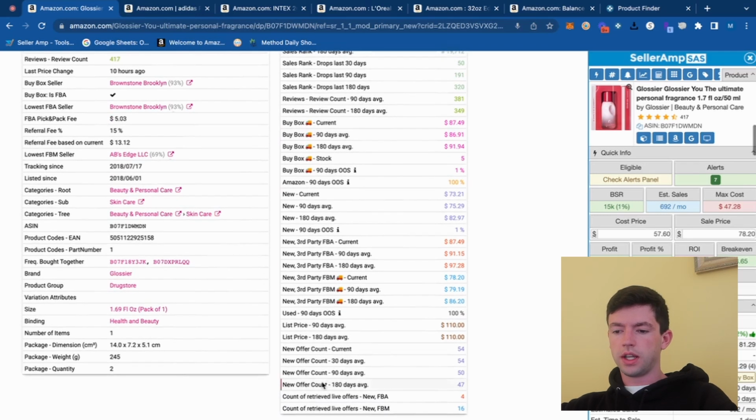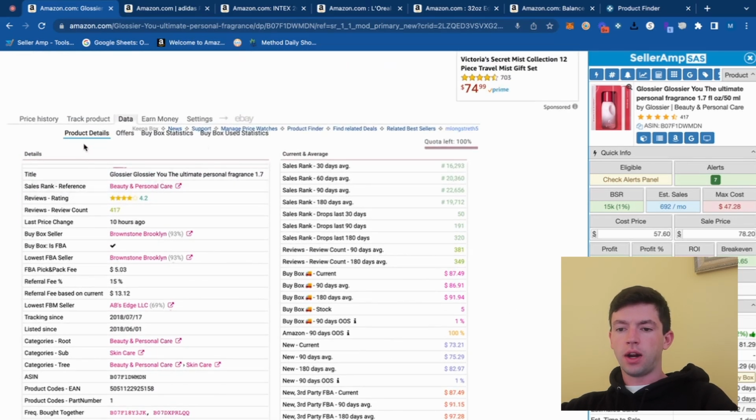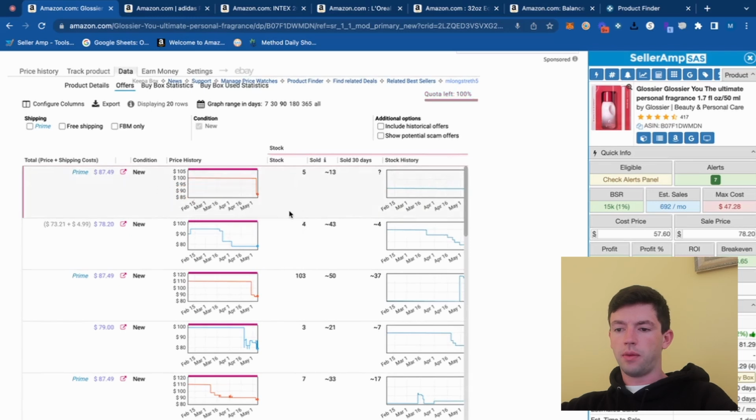Right there. And then once again, we can see the new offer count is nice down there. No wonder the price is nice and stable, with the new offer count current being 54 and then the 30-day average being 54 as well, and then the 90-day average being 50. So no wonder the price is super stable right there. So that's basically it in terms of the product details tab, although you are going to be spending some time in here for sure. Right there, the offers tab right here has a lot of useful data as well.